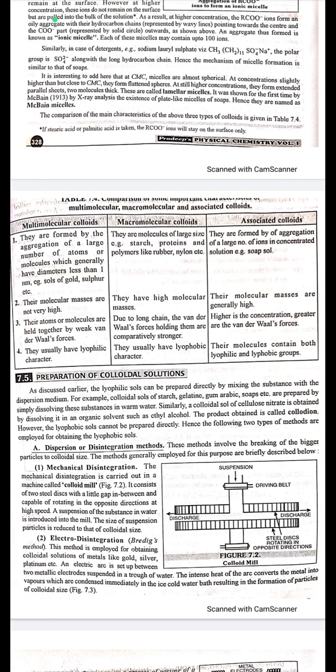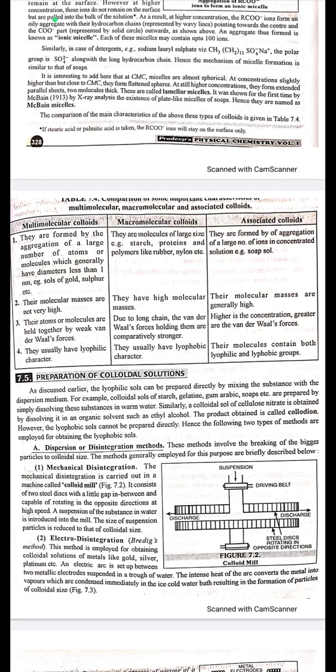Macromolecular colloids. They are molecules of larger size. Examples: starch, proteins, and polymers like rubber, nylon, etc. They have high molecular masses. Due to the long chain, the van der Waals forces holding them are comparatively stronger. They usually have lyophilic character.